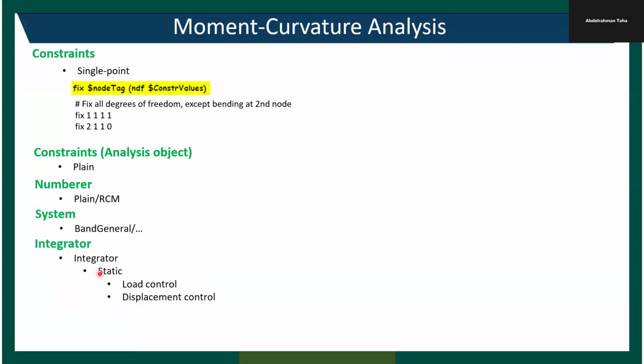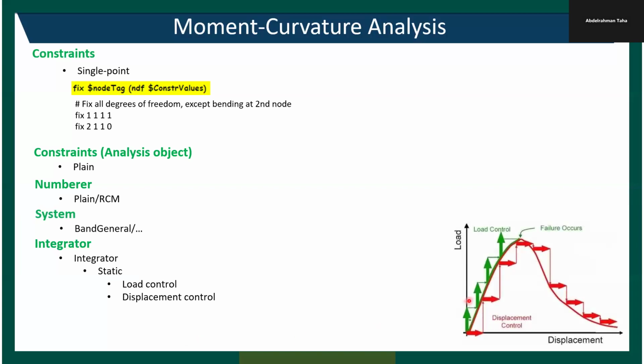And then the integrator. For static problems, we have load and displacement control. So this is the kind of behavior that we would expect for our problem. We have a nonlinear problem, so after a certain point, the strength doesn't go up. In fact, it stays constant or it even goes down. So if we use load control for this kind of problem, we will face issues once we cross this point in the response curve because we cannot increase the loads beyond this point.